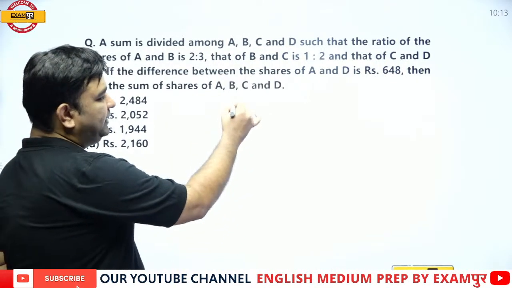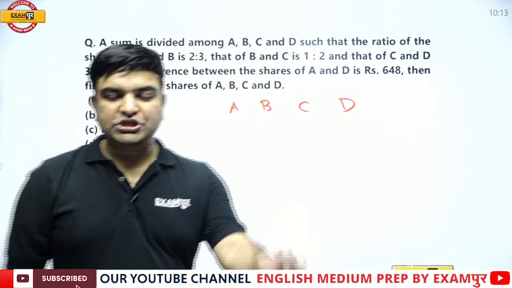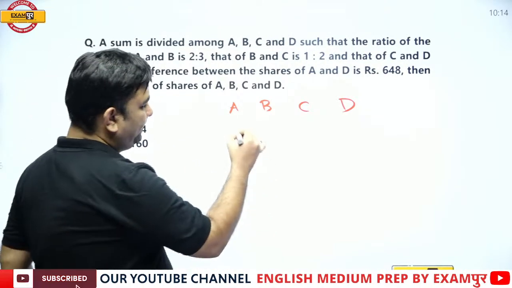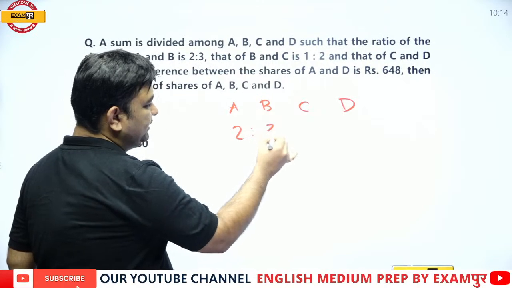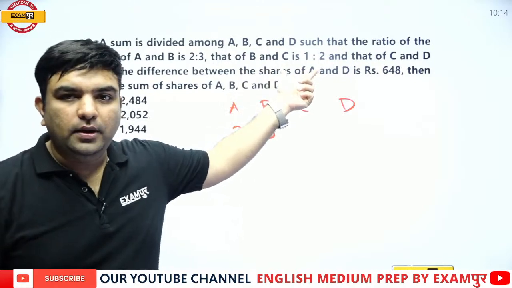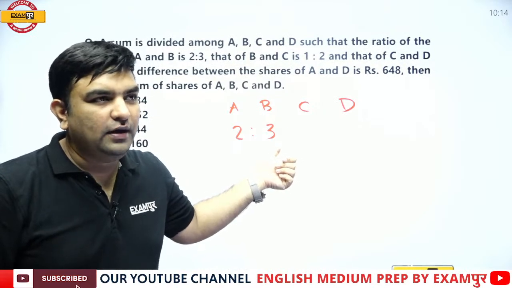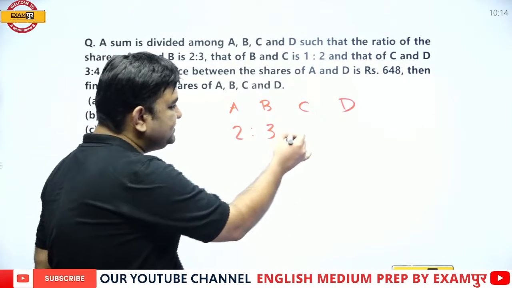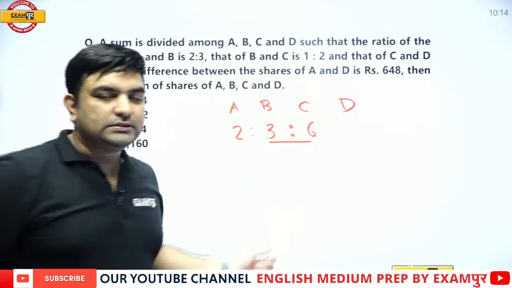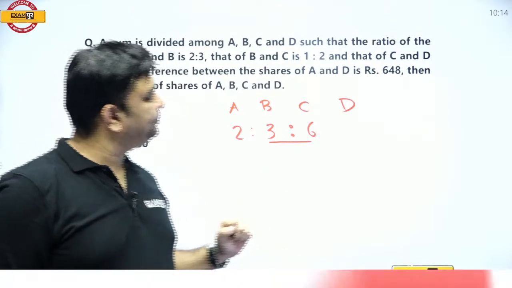Write it properly. A, B, C, D. A and B 2:3. Now, BC 1:2, but we have already taken B as 3. So, what should be the value of C so that to maintain 1:2? 6. 3 and 6 will maintain 1:2.